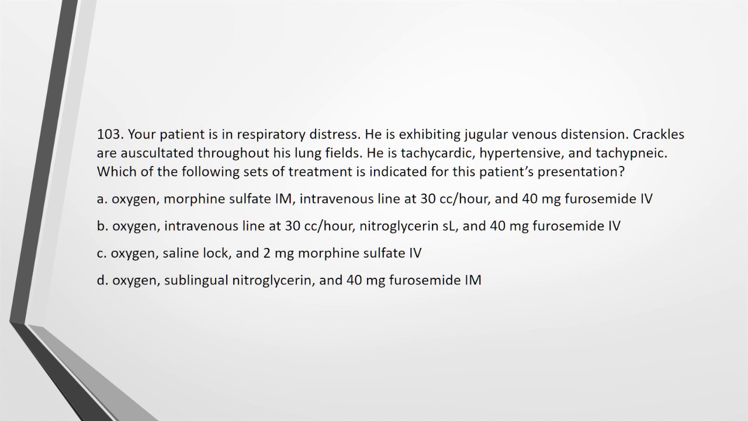A. Oxygen, morphine sulfate IM, intravenous line at 30 cubic centimeters per hour, and 40 milligrams furosemide IV. B. Oxygen, intravenous line at 30 cubic centimeters per hour, nitroglycerin SL, and 40 milligrams furosemide IV. C. Oxygen, saline lock, and 2 milligrams morphine sulfate IV. D. Oxygen, sublingual nitroglycerin, and 40 milligrams furosemide IM.